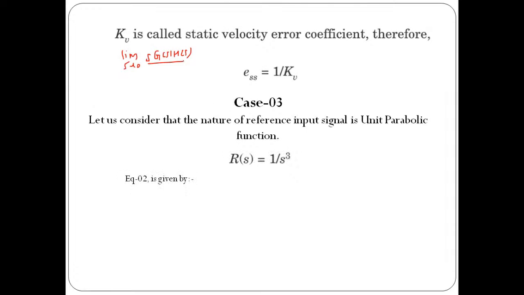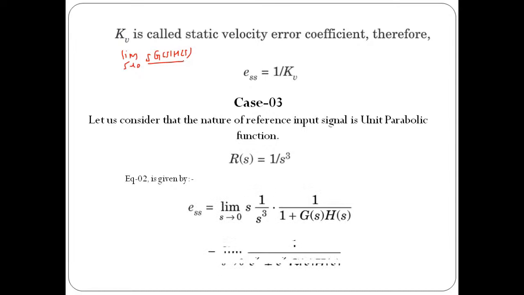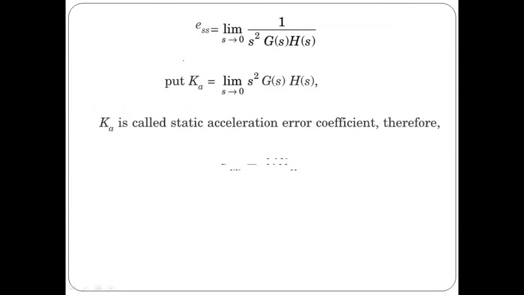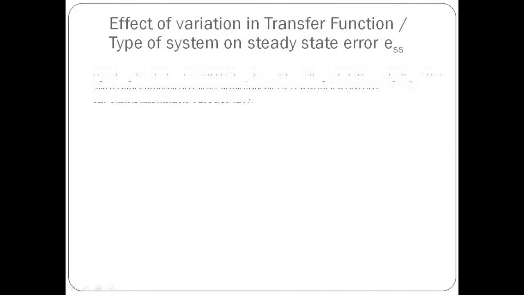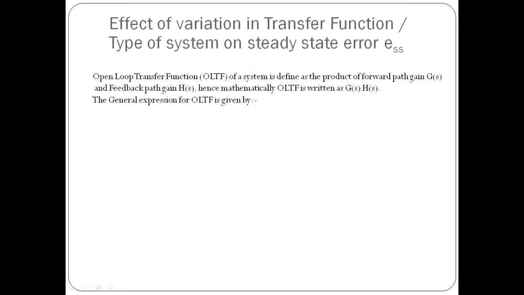And then in case number 3, we took the reference input signal as unit parabolic, and based on that we derived the expression for steady state error: ess equals 1 upon Ka, where Ka is called the acceleration error coefficient, and the expression to calculate Ka is s square G(s) into H(s), and we need to solve this expression when limit s tends to 0. This is very important.